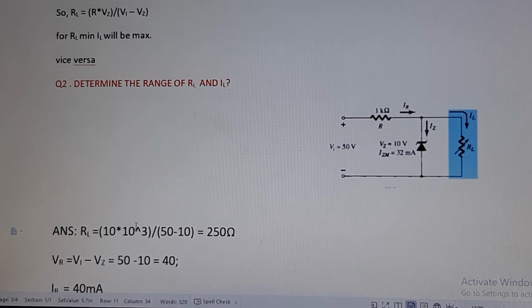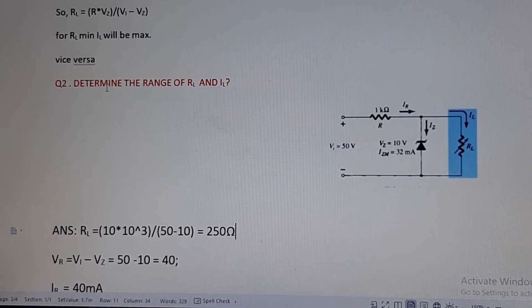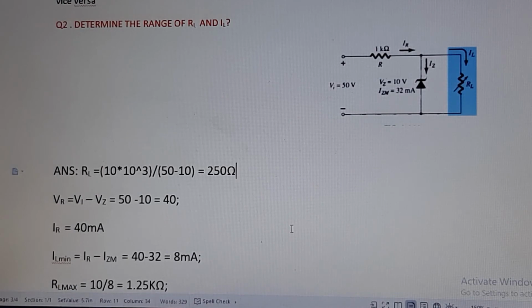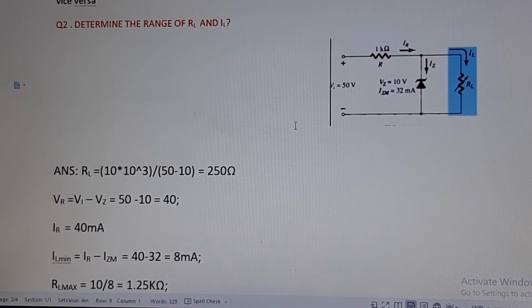If we apply the values here, VZ is equal to 10 volt, 10 into R is equal to 1 kilo ohm, that is 10 cube, and by VI, that is 50 volt minus 10 volt. So we have found RL, the RL is 250 ohm, that is the minimum RL value. Now VR is 40 volt if we apply KVL.